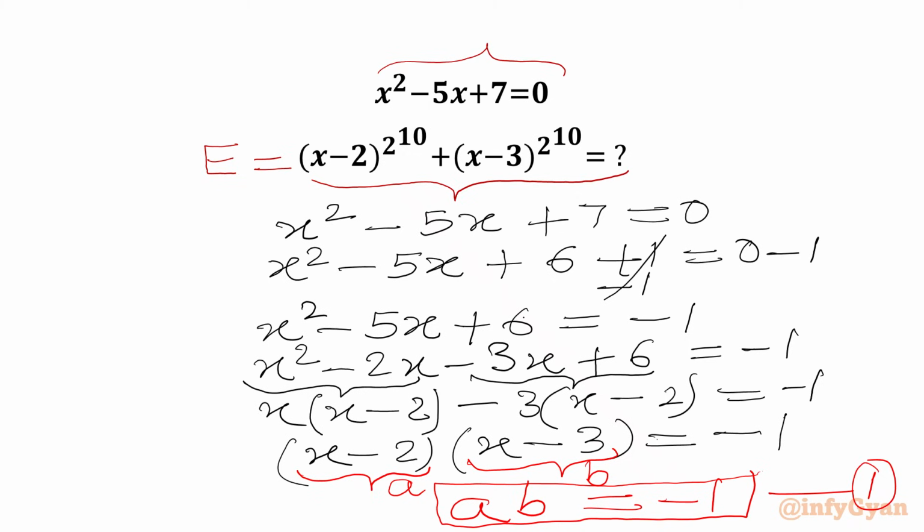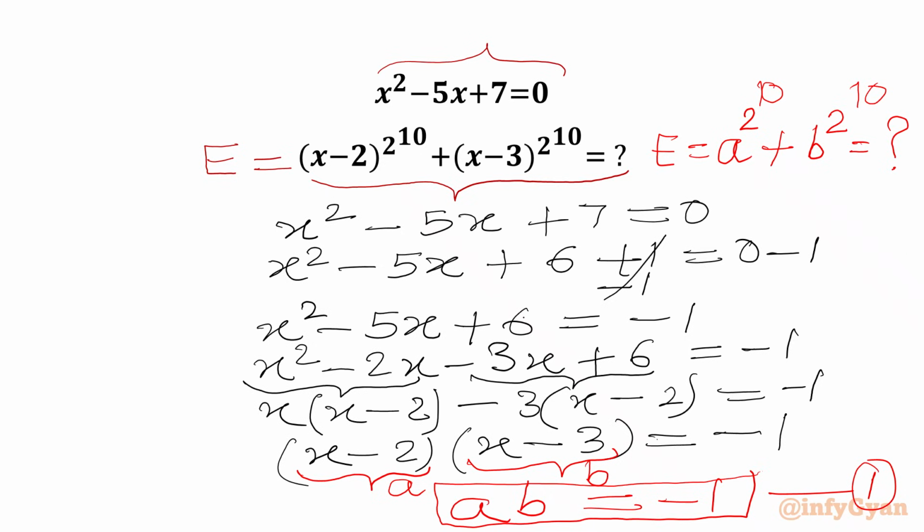Let's write our required expression in terms of our substitution A and B. So x − 2 is A. We will write E = A^(2^10) + (x − 3 is B) so B^(2^10). This is our target expression.